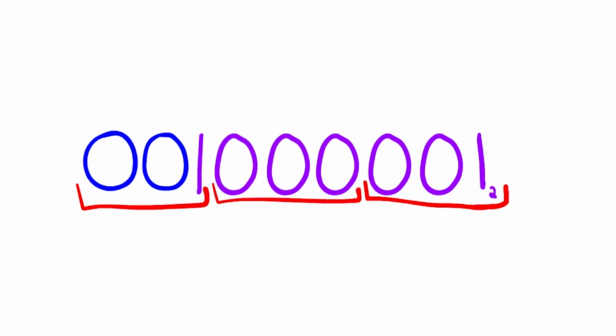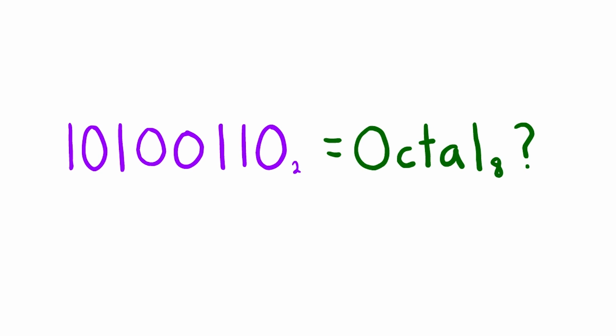What if the number of digits isn't divisible by 3? Add 1 or 2 zeros at the beginning, depending on whether it is 1 or 2 numbers left over. Like if it's 10000001, you would add 00 to make it 3-bit. So what is the octal value of 101000110?